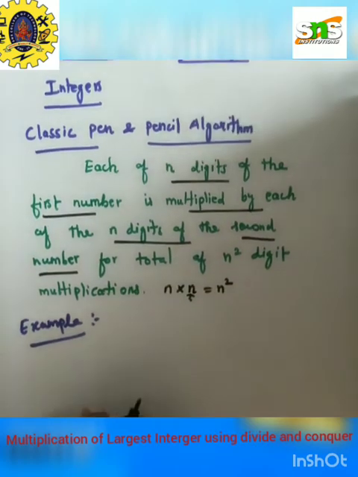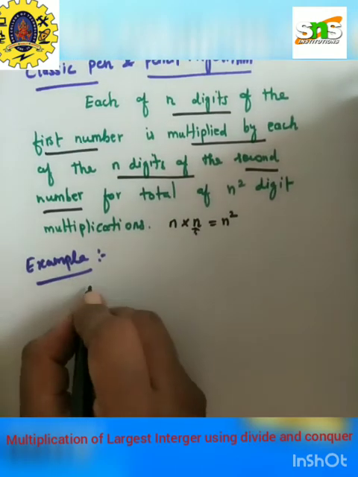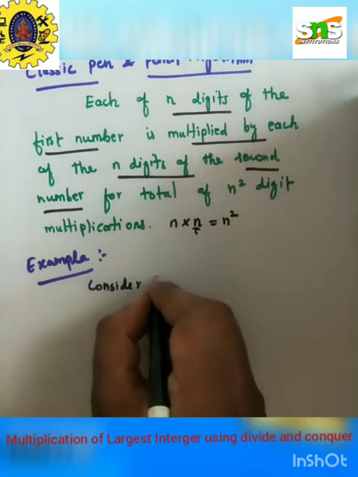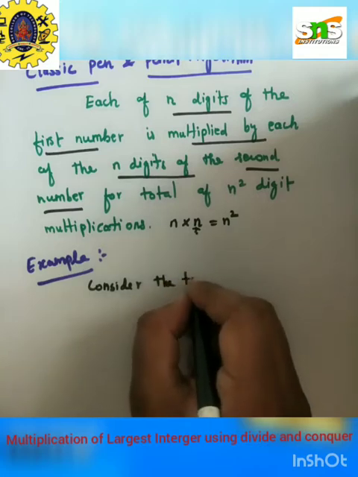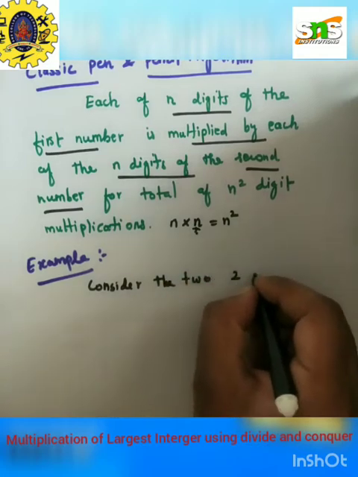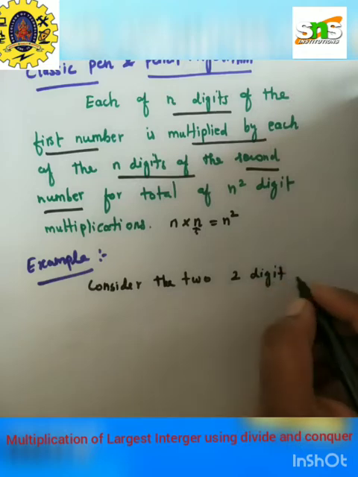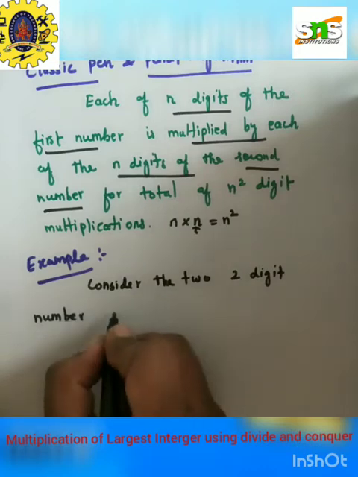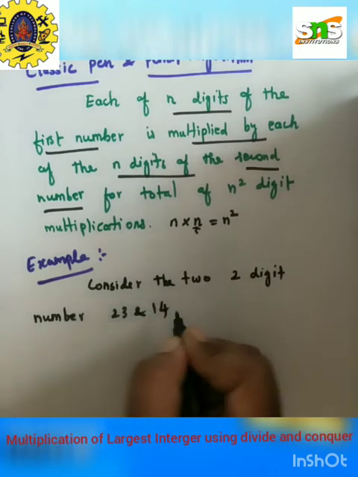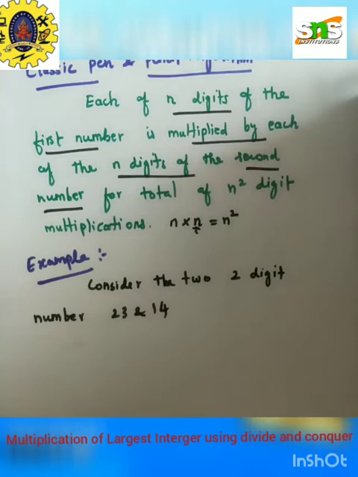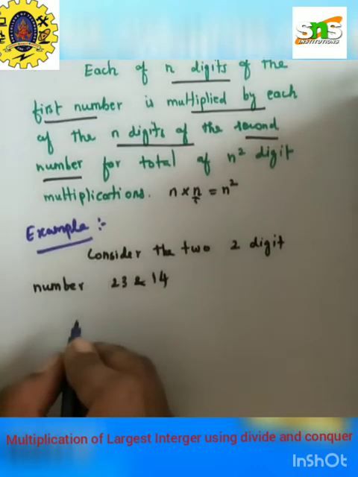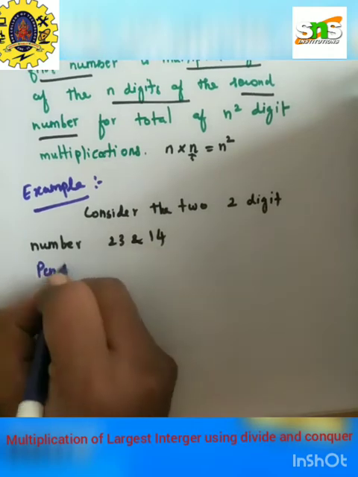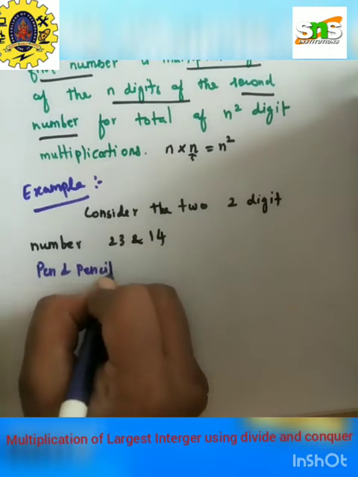Okay, so as an example, consider the two-digit numbers 23 and 14. We take 23 and 14 as the example, and we are going to solve this problem using the pen and pencil algorithm.